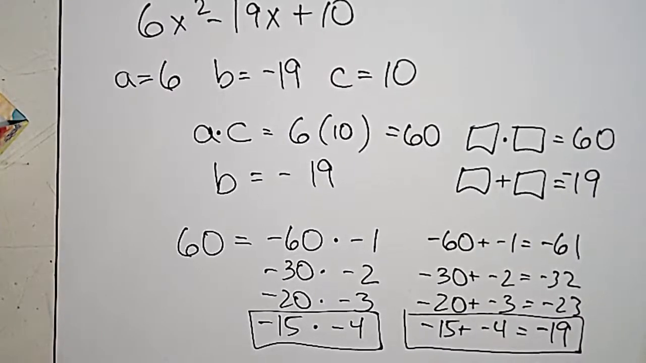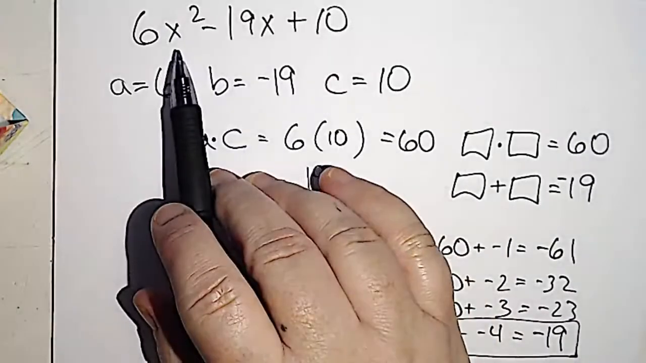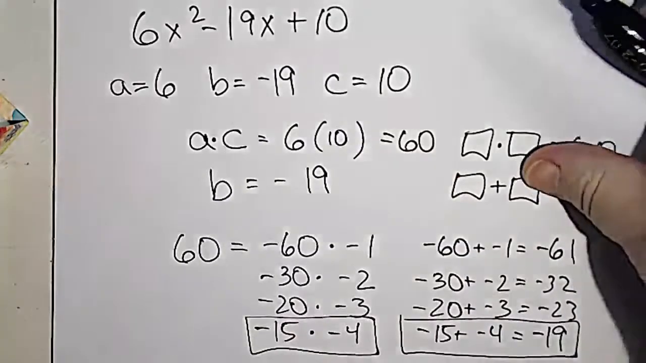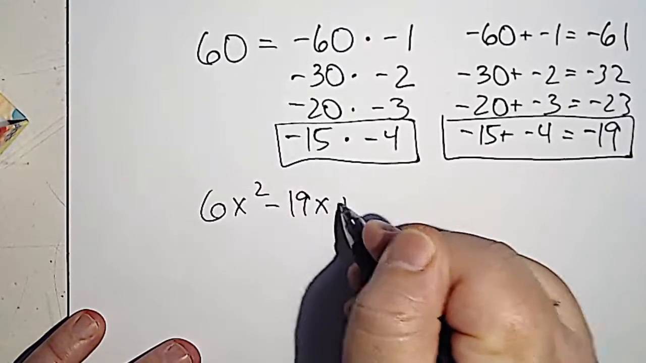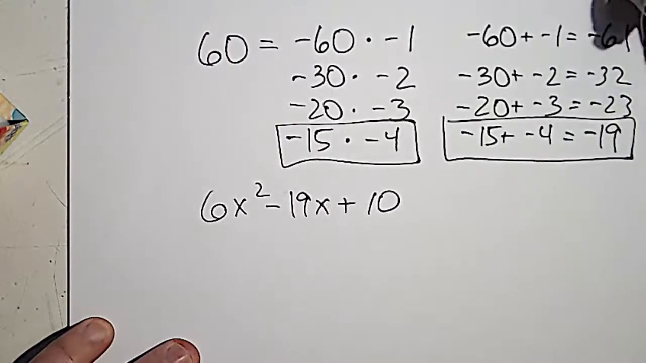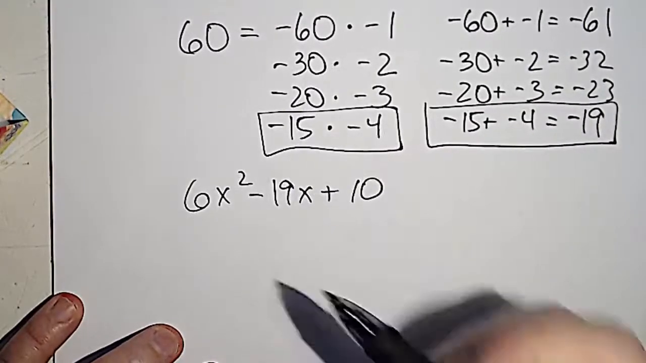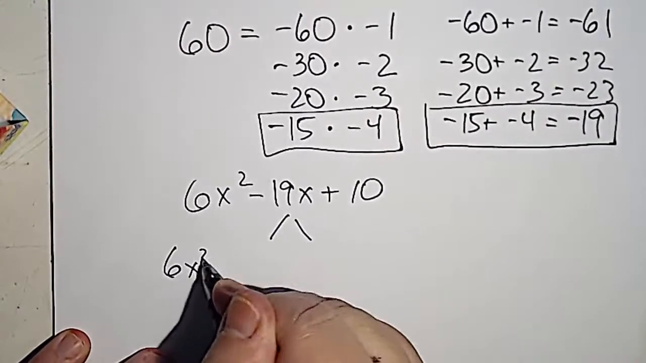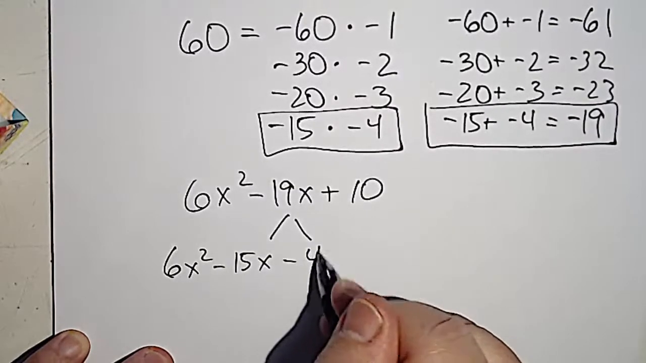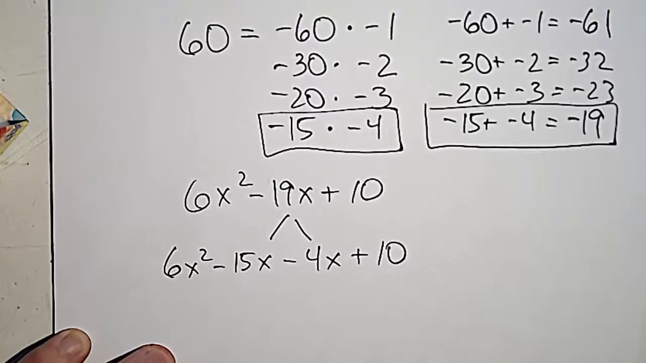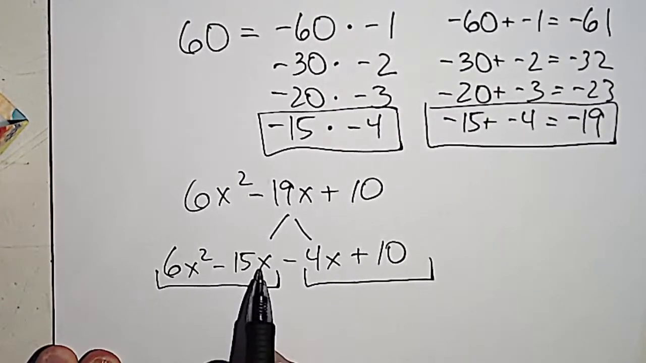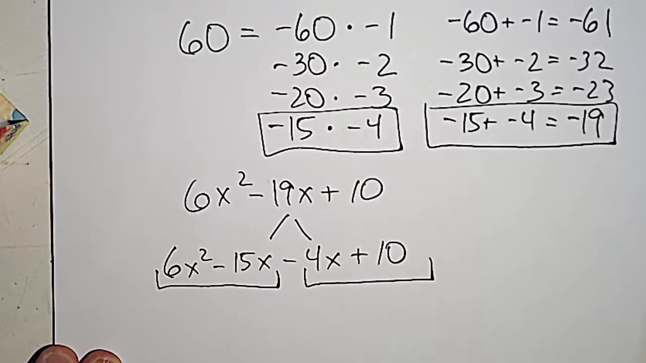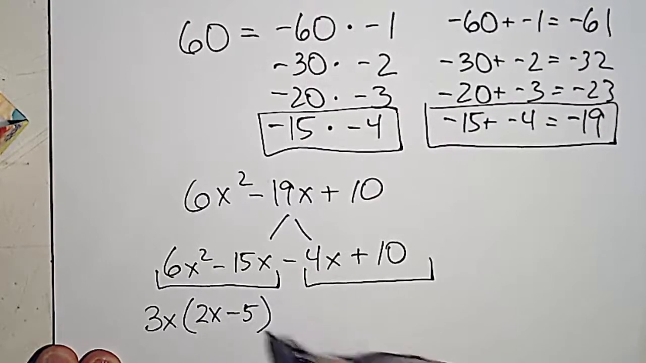You have to suffer to be beautiful in math. 6x squared minus 19x plus 10. And then we split up the negative 19. So we've got 6x squared minus 15x minus 4x plus 10. Then we do grouping. 6x squared minus 15x. I see an x is common. I also see a 3. 3x times 2x minus 5.